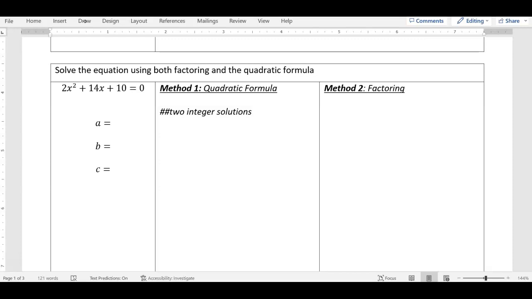So what's in front of x squared? What's my a value? What's in front of x squared? 2. What's my b value in front of x? 14, and then my c value out here is 10. Everyone's able to figure out a, b, and c if it equals 0. That's easy. Okay, now here's where it gets a little complicated.